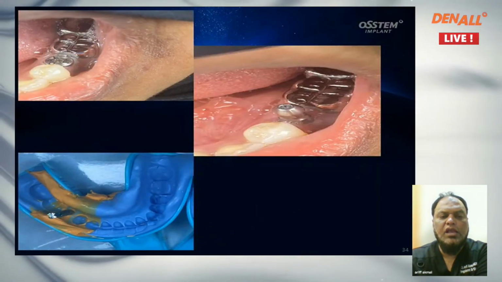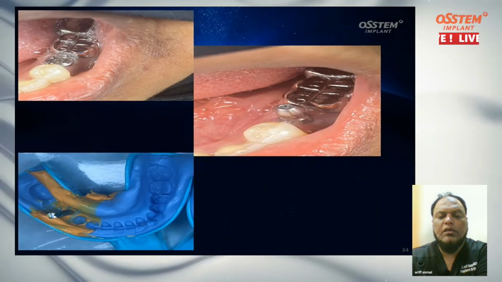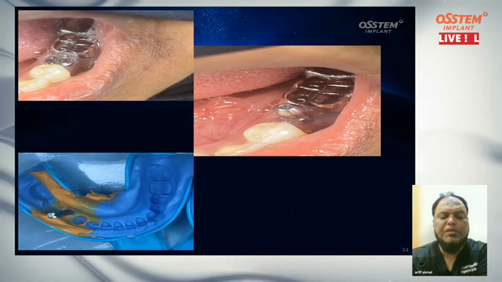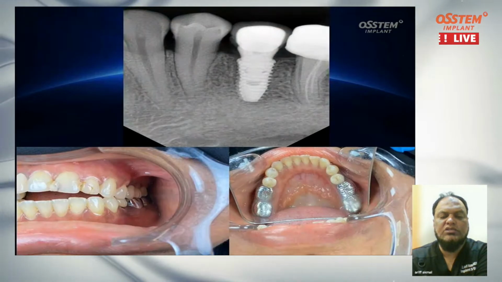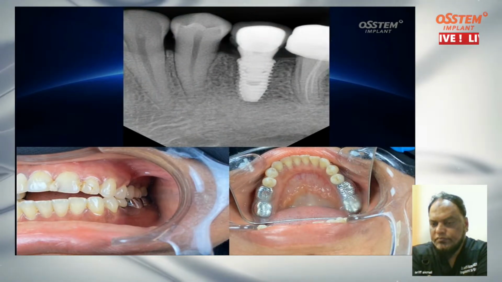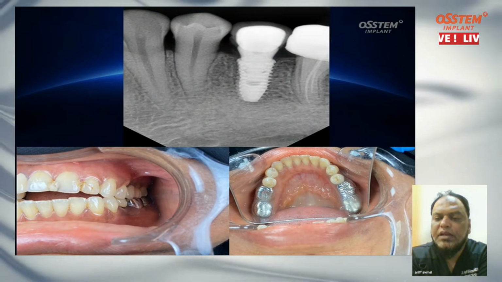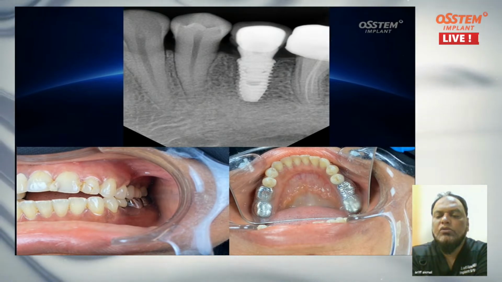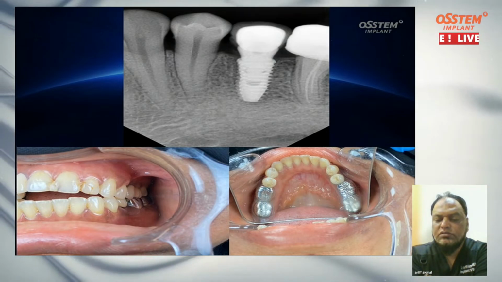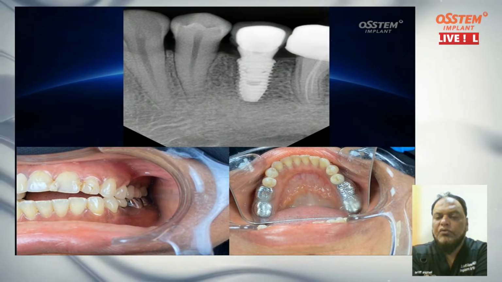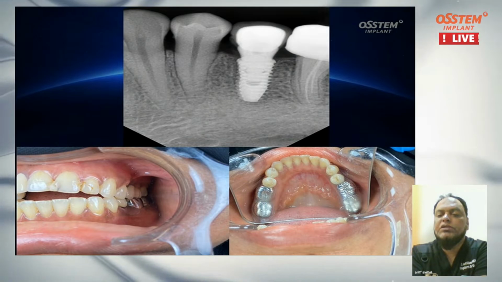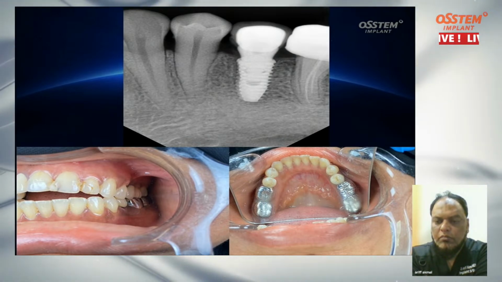So then healing abutment placed, close to impression coping, impression transferred, and this is how it was restored. Right. It is not as simple as I told you. You have to follow all the protocols. You have to see what type of impression coping I'm using.